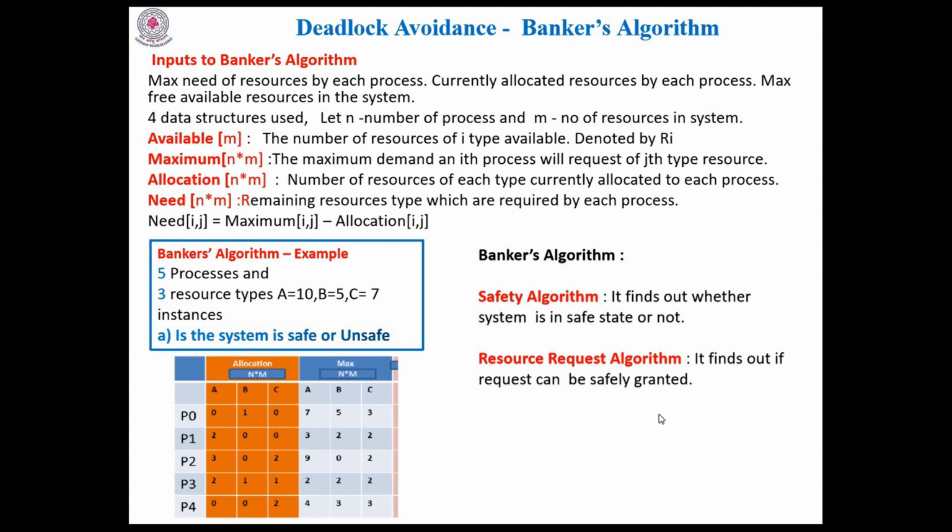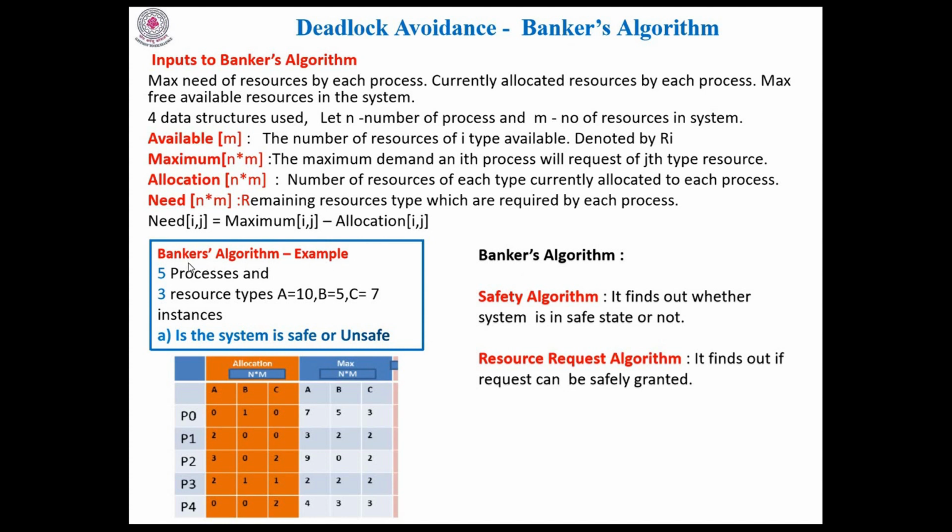Generally, Banker's algorithm is for finding the safe state, plus the resource request algorithm. In this session, we'll be focusing only on the safety algorithm. In the next video, we will discuss the resource request algorithm. What is meant by safety algorithm? It finds out whether the system is in a safe state or not. So now we are finding whether the system is in a safe state or not with the available information.